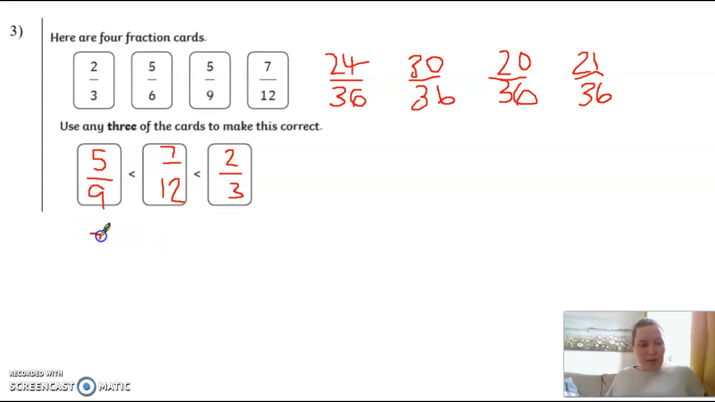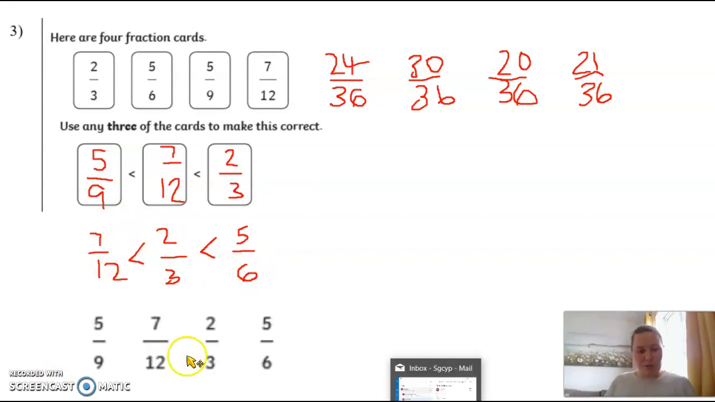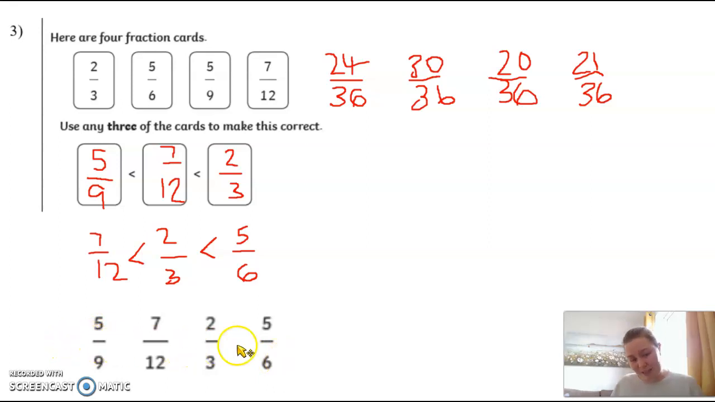So you could have written 7/12 is less than 2/3 is less than 5/6, for example. Anything that makes it true. So lots of options. Here are our fractions listed from smallest to largest. So as long as they're in this order and you've picked any 3, that will be absolutely right. So well done if you got that right.